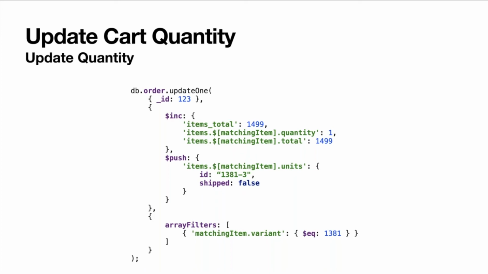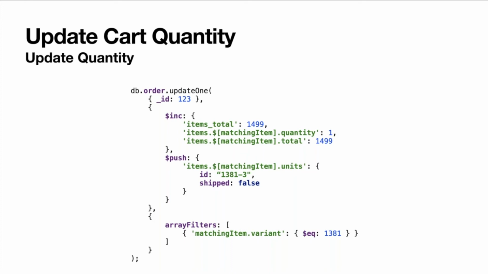So how do we know which item to manipulate? Well, this is where we use the array filters that we can see at the bottom. We just define a name for this filter, in this case matching item, and we say matching item is anything where the variant equals 1381. That way we don't have to actually use array indexes, which could change if another process dropped an entire item. So we don't have to use first or last, or actually say, well, we want to update the item with the index 5, because that could change. No, we just have a query, and that selects our item that we want to modify.